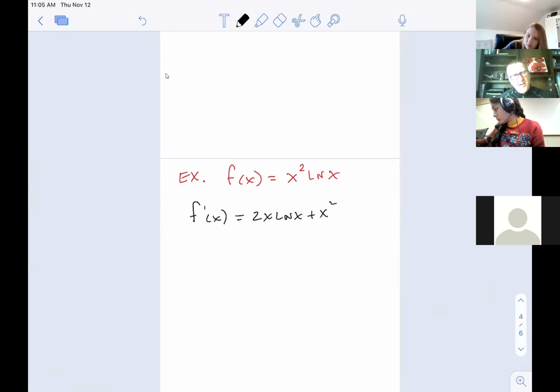What was the derivative of natural log again? You should probably have to look at your notes. Maybe you have a good memory. Isn't it 1 over x? Yeah, it's 1 over x.